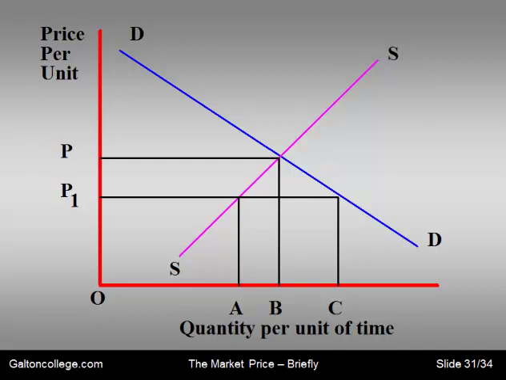And because the price is P1, consumers will want more of it. It's cheaper. So consumers will want more. Their demand will move up to C. So at P1, the demand will be C and the supply will be A. In other words, a shortage. In other words, customers will not be able to get what they want. There will be a shortage of the good.